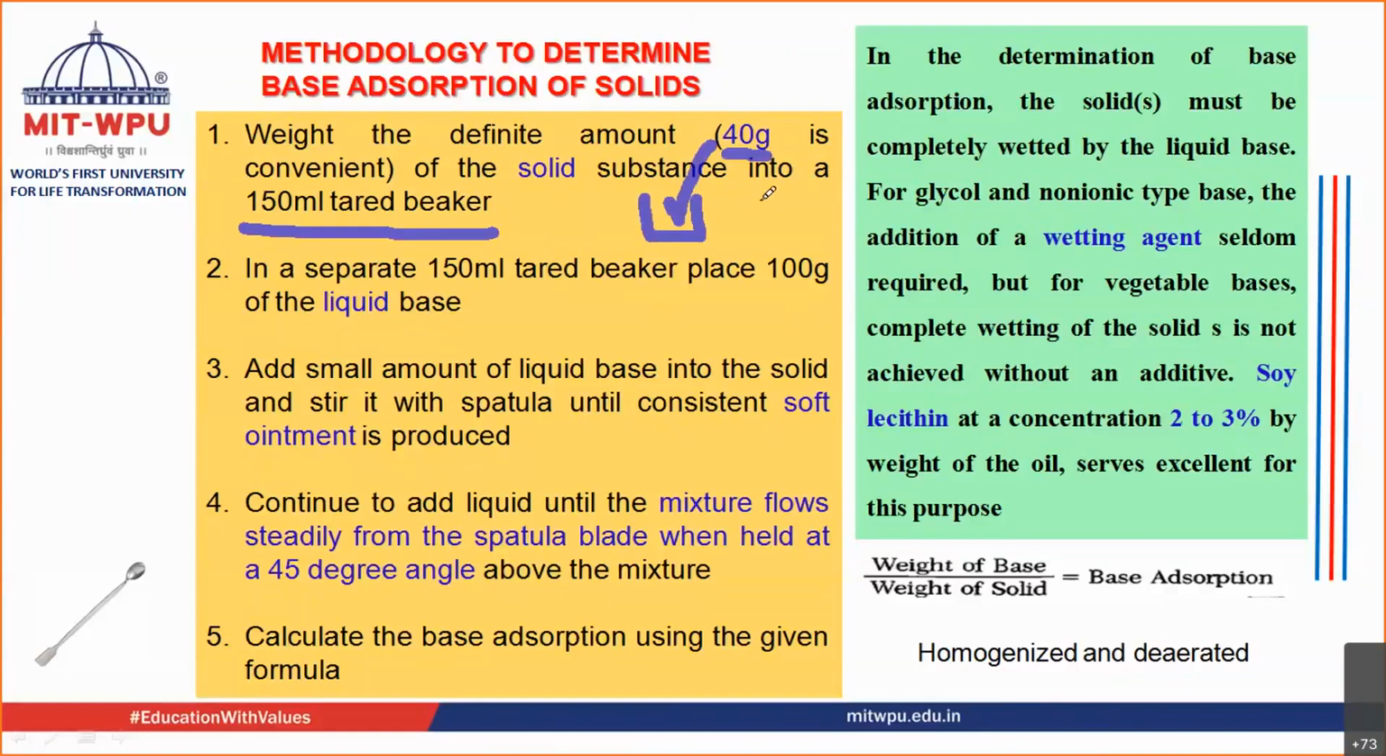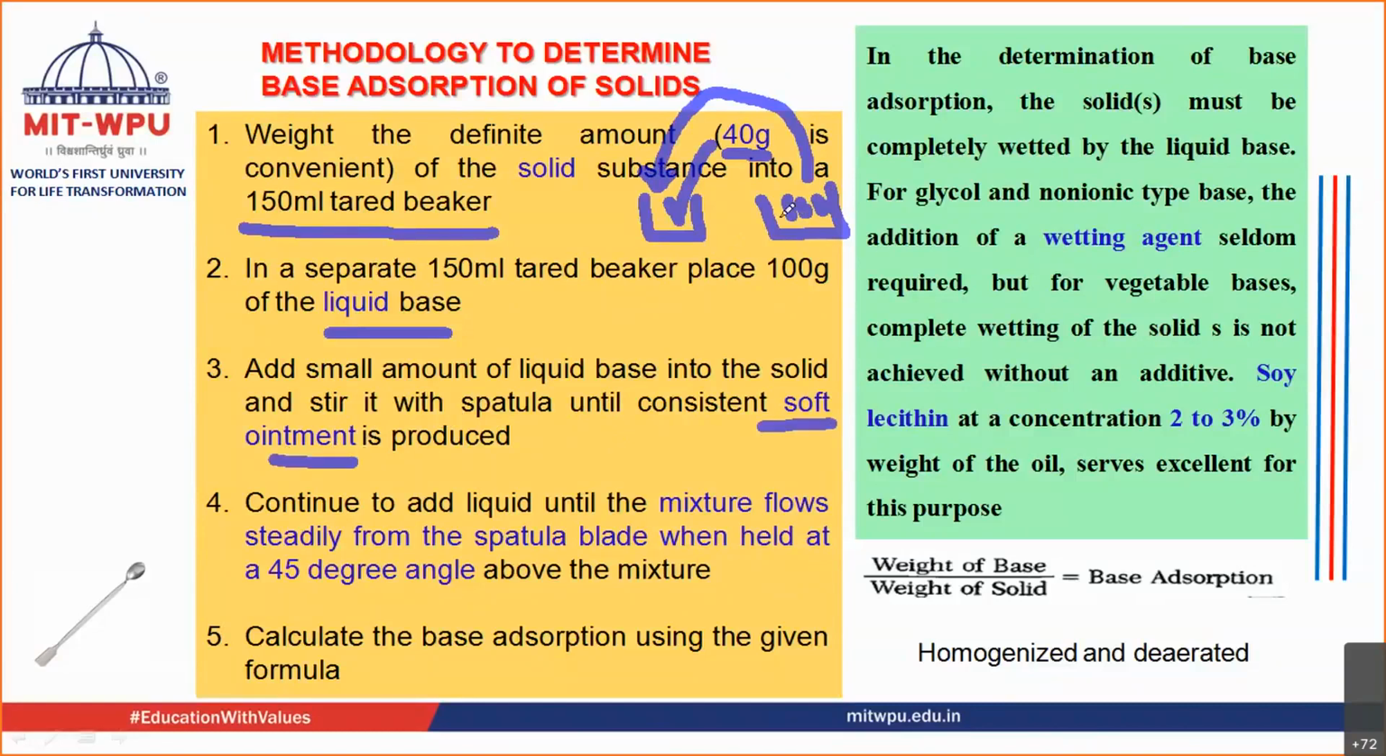In a separate beaker, you have another beaker. In this other beaker, you take the liquid base. This is another 250 ml beaker. In one you put the 40 grams of solid. In the other you put 100 grams of your liquid base. And now slowly and steadily, this liquid is added into the solid. And with the help of a spatula, you stir it till you get a soft ointment.